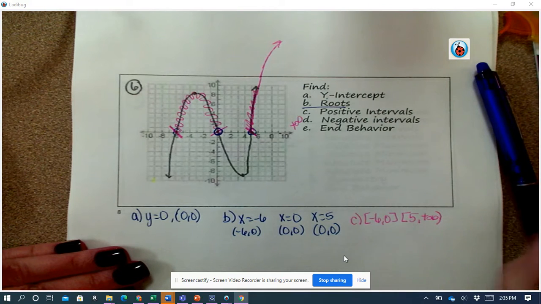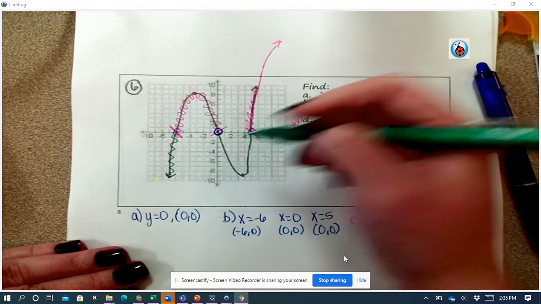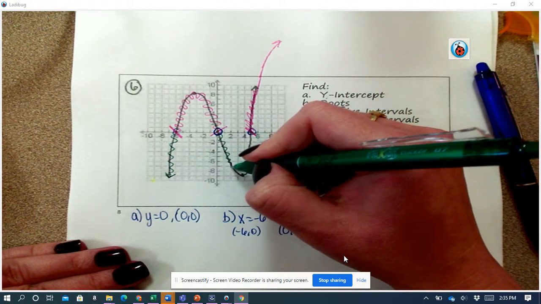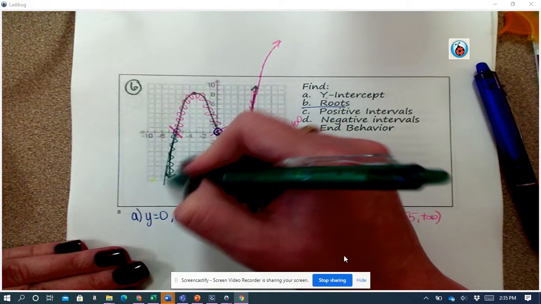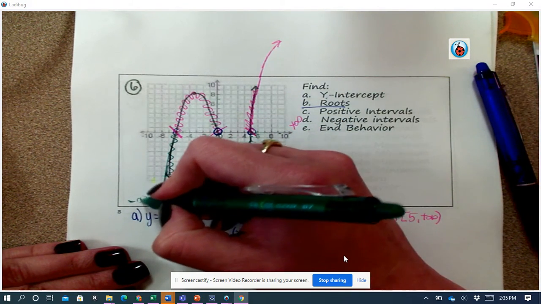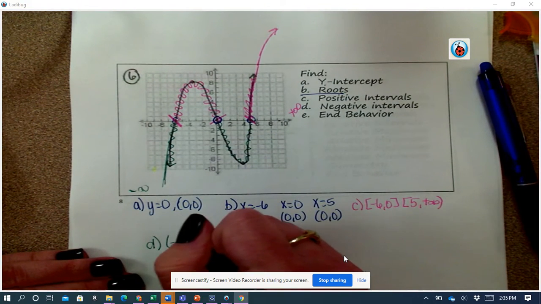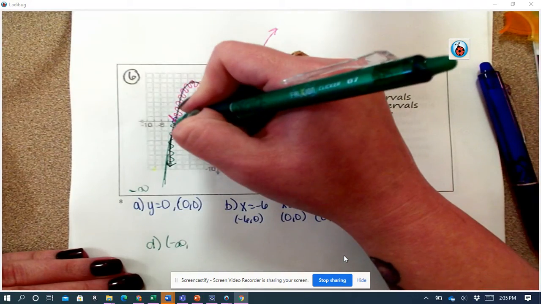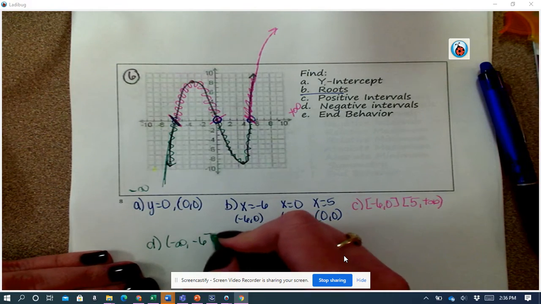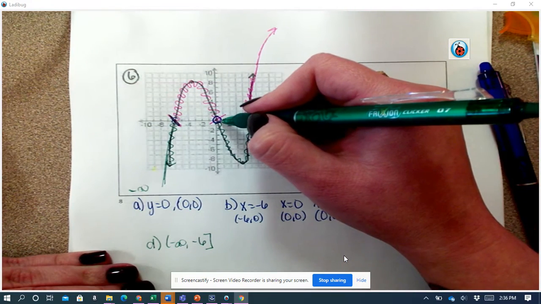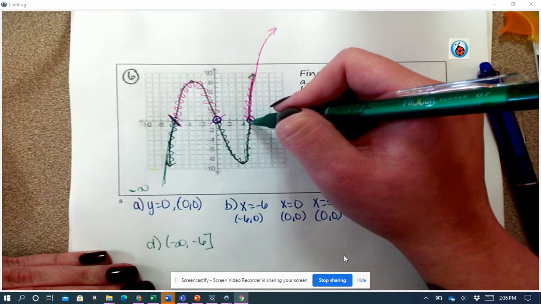The negative intervals is where the graph is below the x-axis, which would be this section here and this section here. So this graph on the left, we don't know where it's coming from. So it's coming from negative infinity. And it stops being negative right here at -6. And then it starts being negative again here at 0 all the way to 5.